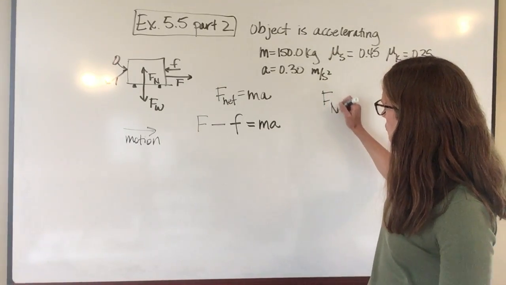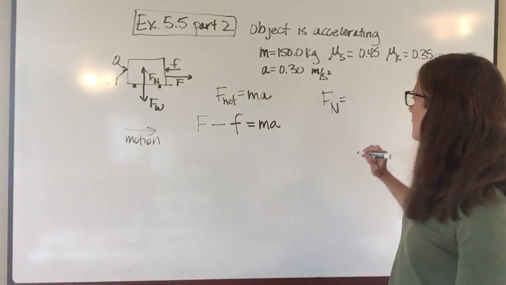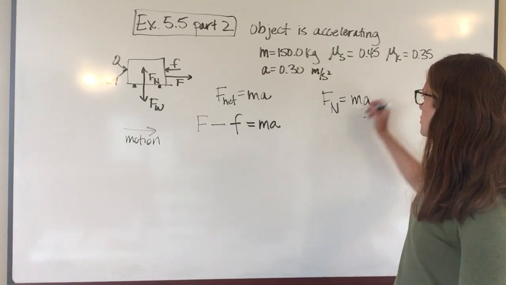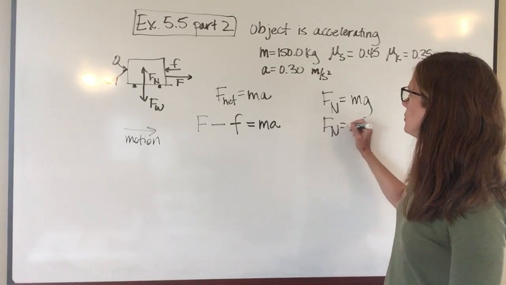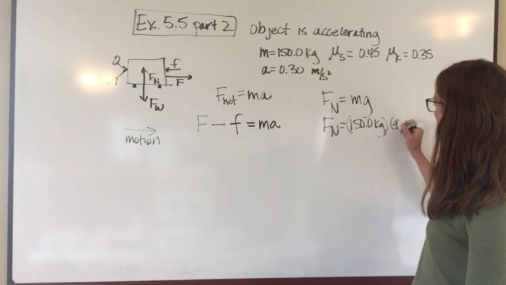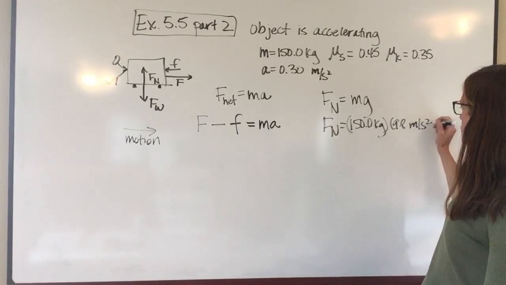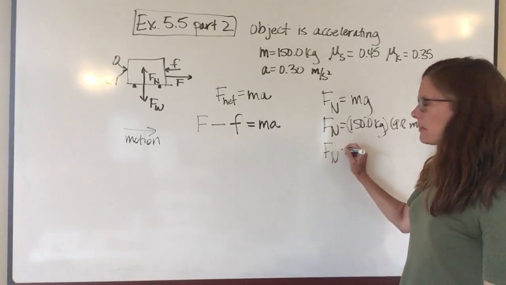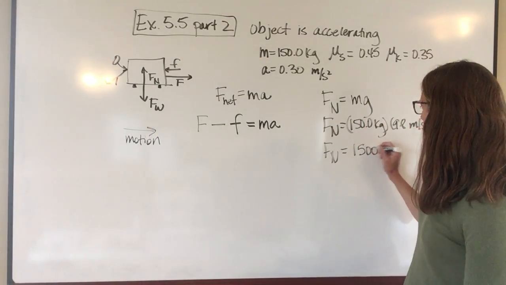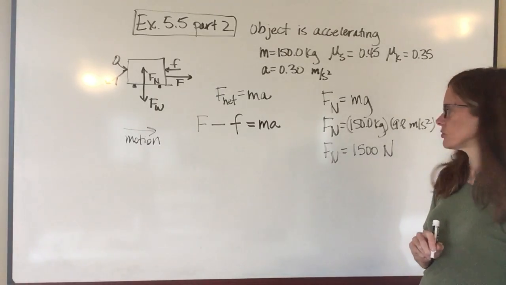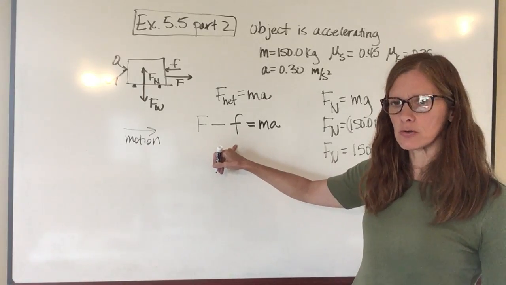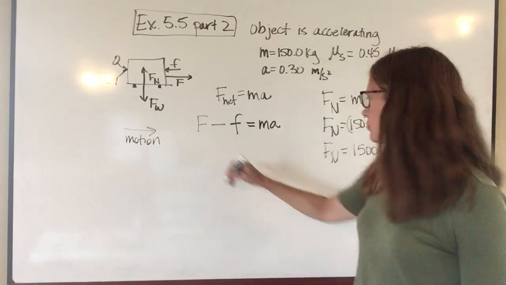So the normal force is going to be equal to the mass times gravity. And so the normal force is going to be equal to 150 kilograms times 9.8 meters per second squared. And so that means my normal force is going to be equal to 1,500 newtons, two significant figures. Okay, so there's my normal force. Can I then calculate the frictional force? Yeah, I can calculate the frictional force now.